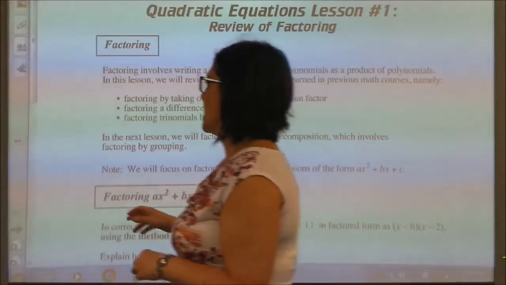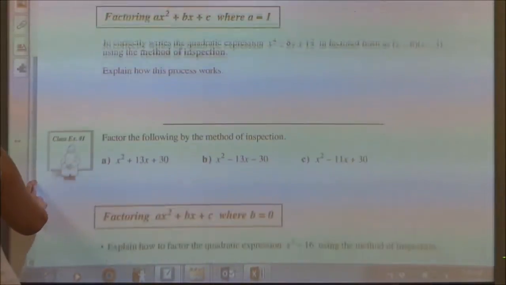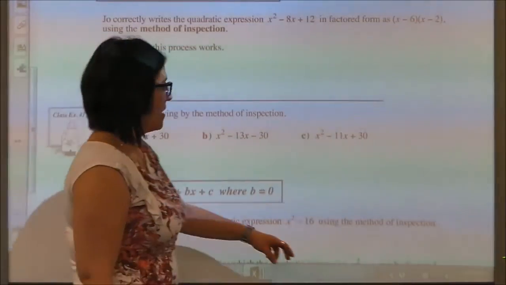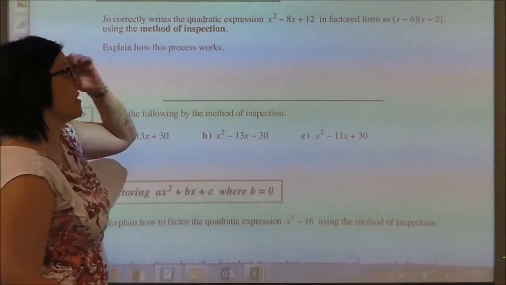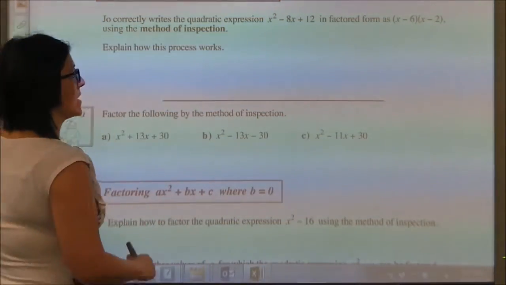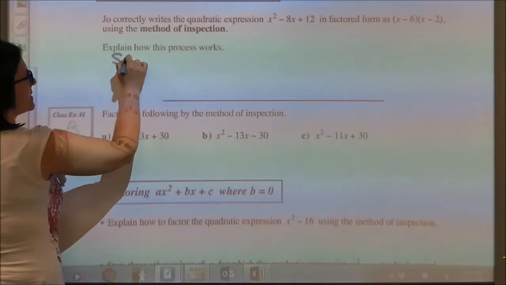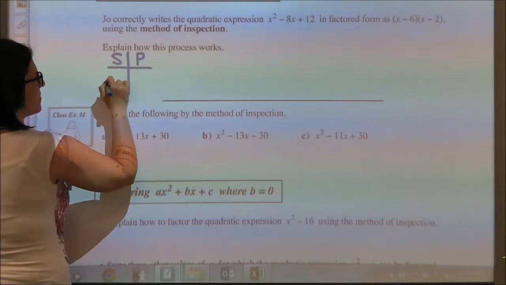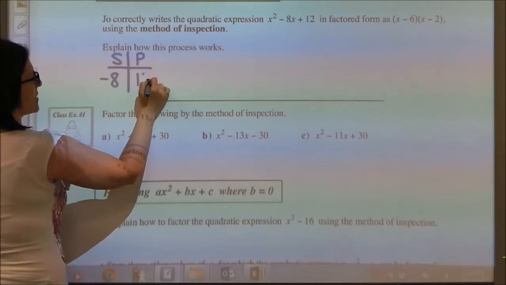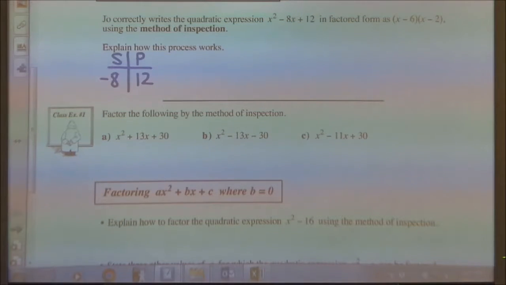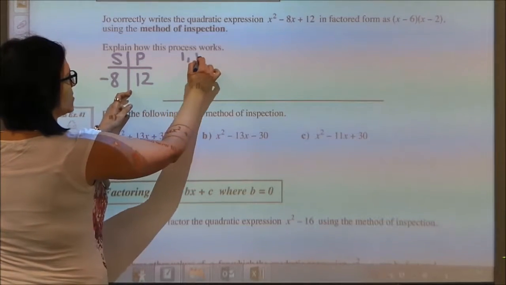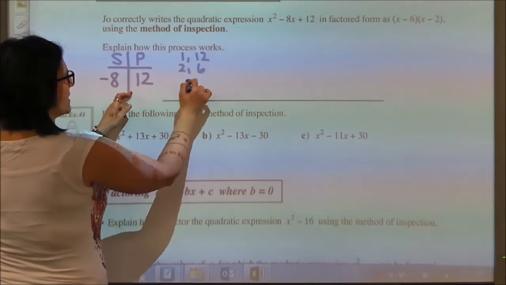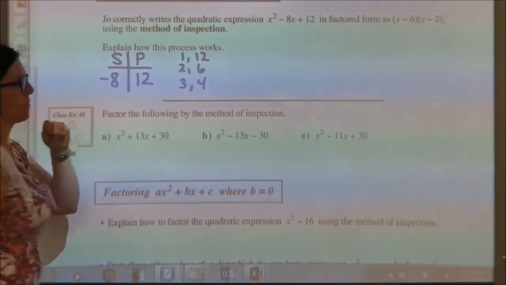The first technique that we learned last year was what we called factoring by inspection. So those were the salt and pepper, the sum and product charts. So something like x squared minus 8x plus 12, the sum was the middle term of negative 8, and the product was the last term of 12. So we think of all the numbers that when I multiply them together, I can get 12. So I've got 1 and 12, 2 and 6, 3 and 4.